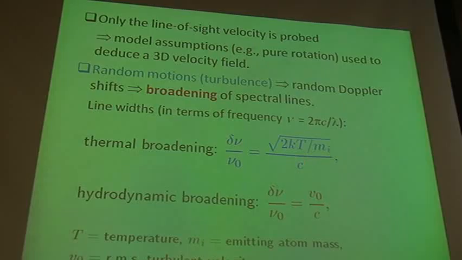So this is basically the main problem. Thermal broadening is the main problem in measuring turbulent velocities. But in many cases, this problem can be overcome. And in particular, in the interstellar gas of galaxies, the turbulent velocities are more or less readily observable.